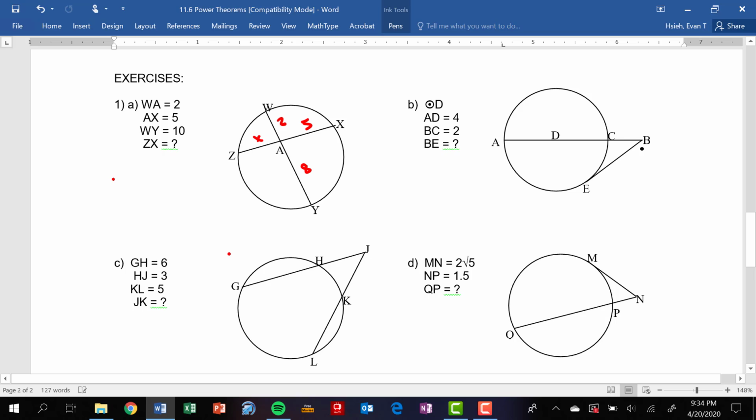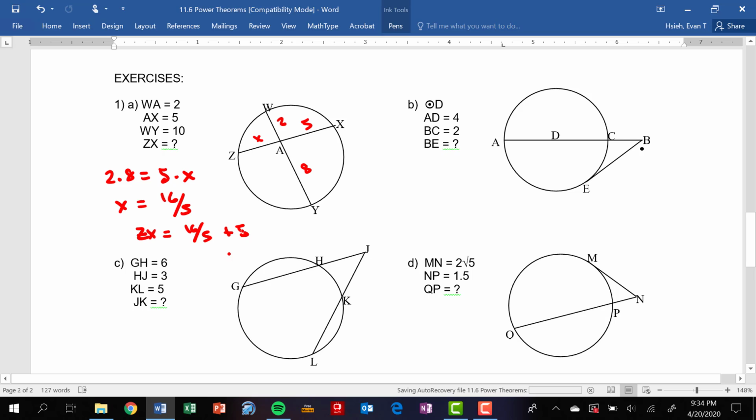So this just becomes 2 times 8 equals 5 times x, and so x is going to be equal to 16/5, and then you would just add 5 to it to get ZX. So ZX is equal to whatever 16/5 plus 5 is.